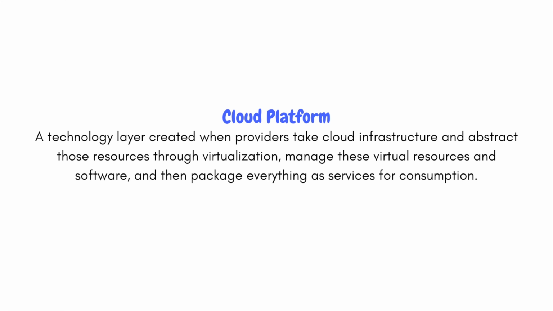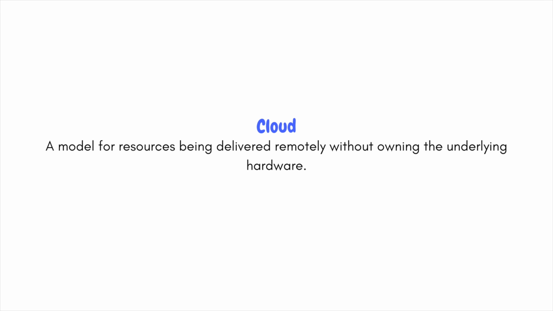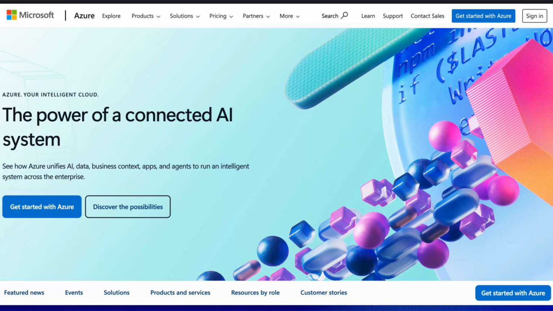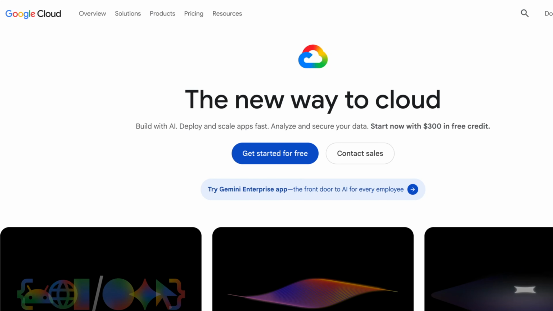manage these virtual resources in software, and then package everything as services for consumption. Finally, we have the cloud, the big idea I mentioned earlier. To recap, the cloud is a model for resources being delivered remotely over a network without owning the underlying hardware. These resources can be in the form of raw compute or abstracted services. In the context of cloud providers like Amazon, Microsoft, and Google, cloud is the commercialization of cloud platforms. Examples include AWS, Microsoft Azure, and Google Cloud. And services created from infrastructure is rented by individuals and organizations.